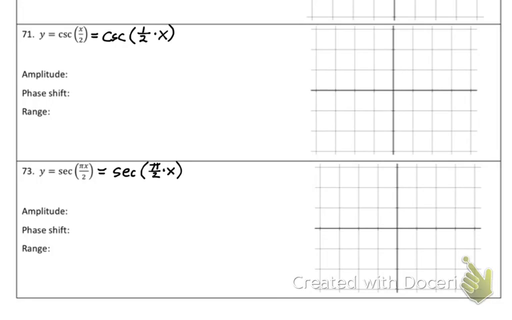And now we have pi over 2 times x. And that means the period for this function is going to be 2 pi divided by pi over 2, which is keep, change, flip. So 2 pi times 2 over pi. My pi's would cancel out, and the period would then be 4.